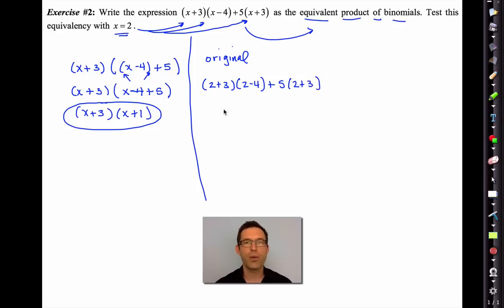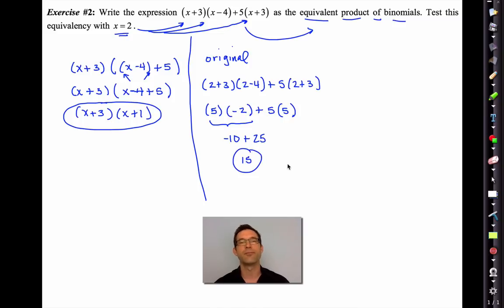Now what is this equal? Well, we've got to be careful with our order of operations. Do what's in the parentheses first. 2 plus 3 is 5. 2 minus 4, watch out, that's negative 2. Here we'll have 5 times, well, I guess 5. Now let's do the multiplication. 5 times negative 2 is negative 10. And of course 5 times 5 is 25. And that all is equal to 15.